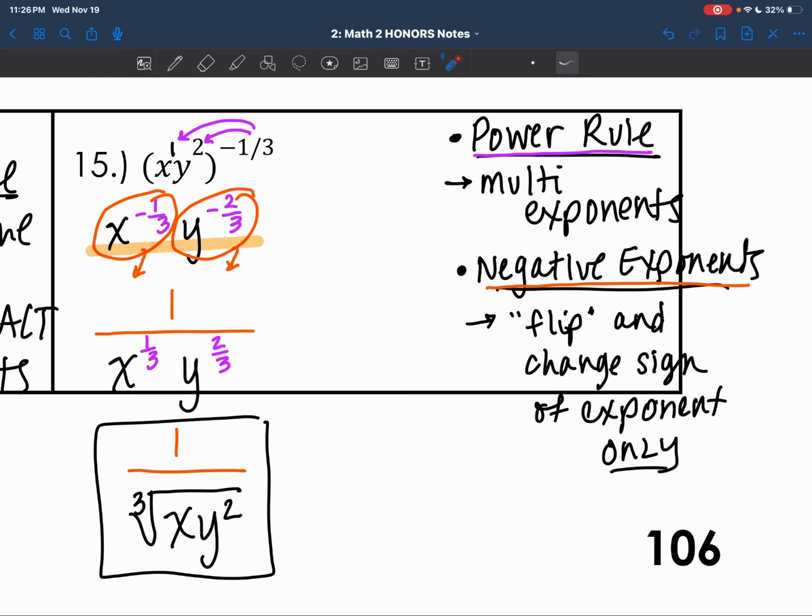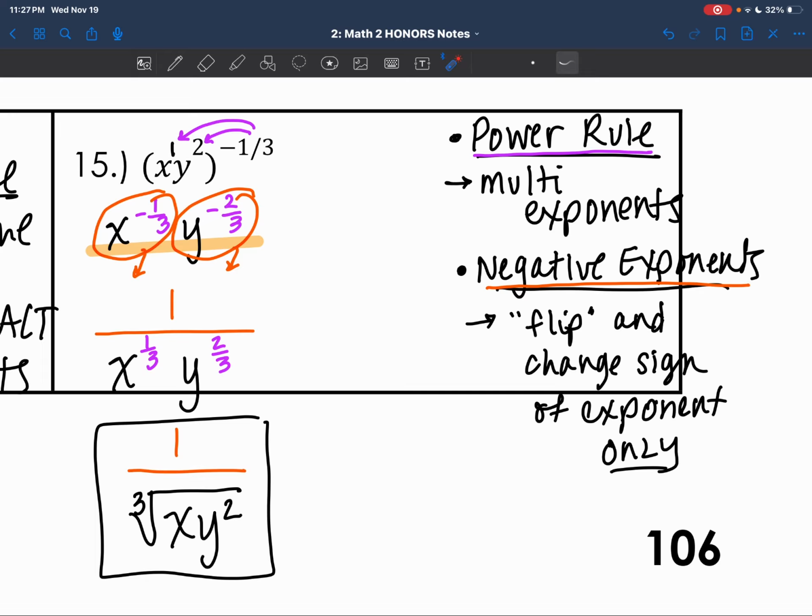because 2 times negative 1/3. Now, here's where we're going to get into our negative exponents. When you have negative exponents, now I wrote in here flip, but really what you're going to do is take the base that has a negative exponent, and if it's in the numerator, you're going to move it to the denominator. And when you move it to the denominator, because this is all technically over 1, you're going to change the sign of the exponent only. So if you notice, it was minus there, but in the denominator is actually plus.